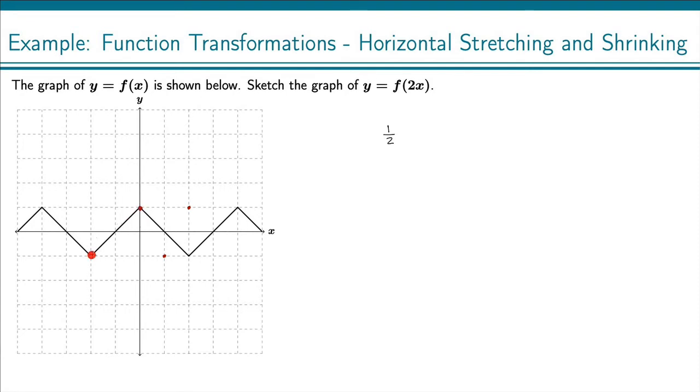This point here at an x value of negative 2 has an x value now of negative 1. And this point here, which had an x value of negative 4, now has an x value of negative 2. We can also do our x-intercepts. So the 1 turns into 1 half. This 3 turns into 3 halves. This 5 turns into 5 halves.